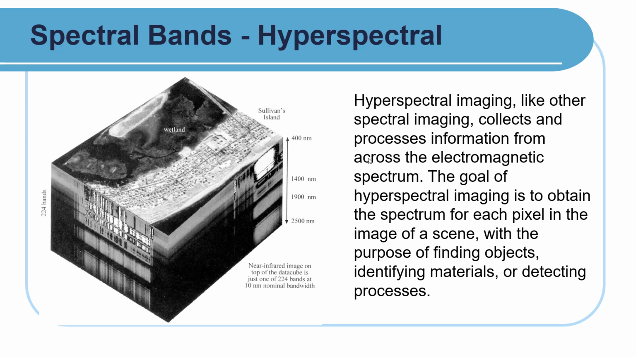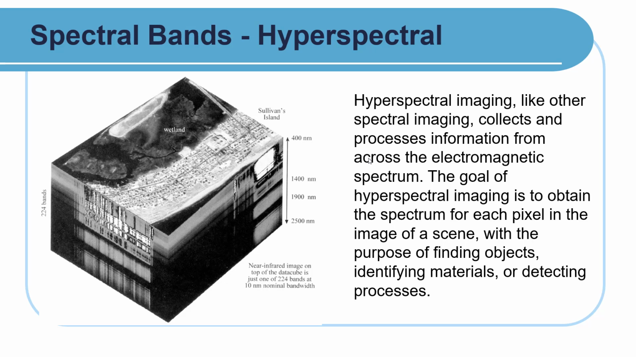So if you look at, we have our depiction of a wetland and a location of the world called Sullivan's Island. If you look at the z-axis over on the left, this is representing 224 bands of information that were collected. On the right, it is ranging from 400 nanometers to 2,500 nanometers. So the near infrared image that you're seeing on the top is part of the data cube, and it's just one of the 224 bands of this hyperspectral image.